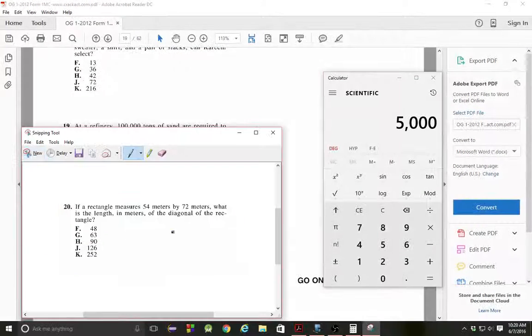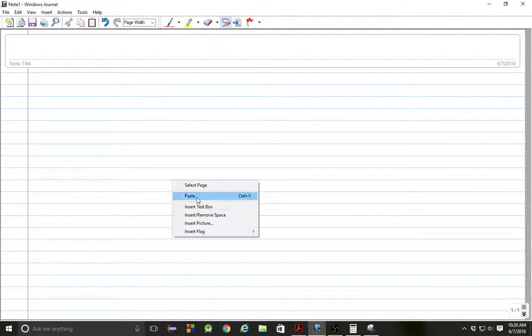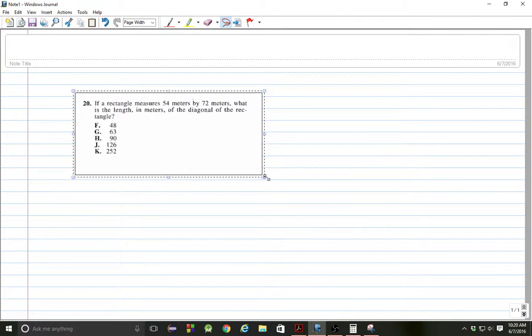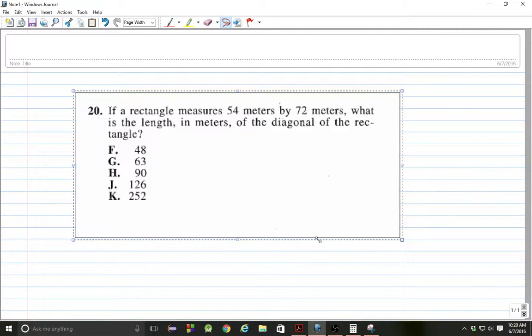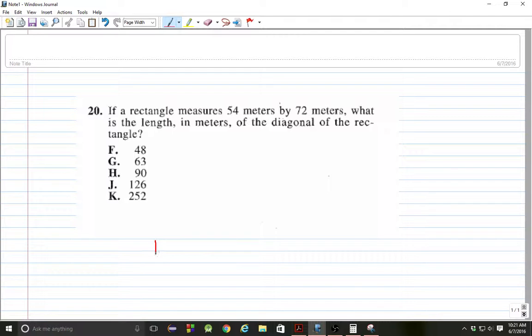If a rectangle measures 54 meters by 72 meters, what is the length in meters of the diagonal of the rectangle? This is a simple problem. Let's think of a rectangle. We have a rectangle like this, not a perfect rectangle, but whatever.